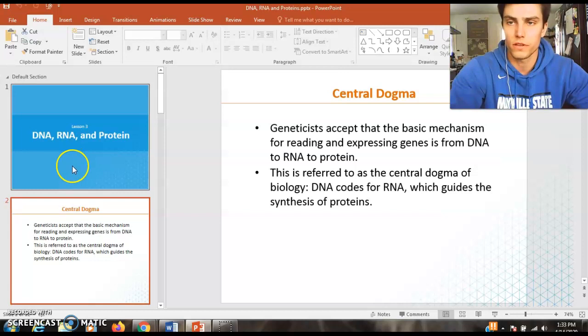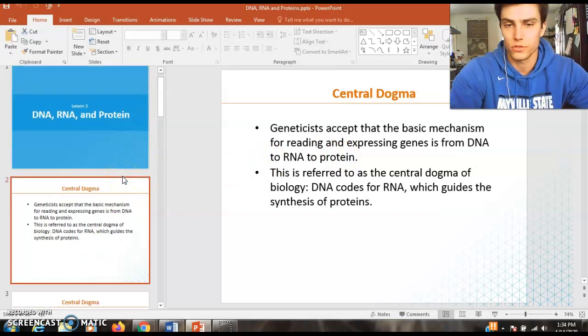We have two different processes. First is transcription, and the second is translation. In the easiest, simplest way to explain these two processes in your own words, hint, hint, transcription is going from DNA to RNA, and translation is going from RNA to a protein. Hint, hint. If you watch this video, you'll have a good idea what I mean there. This is referred to as the central dogma of biology. DNA codes for RNA, which guides the synthesis of proteins.